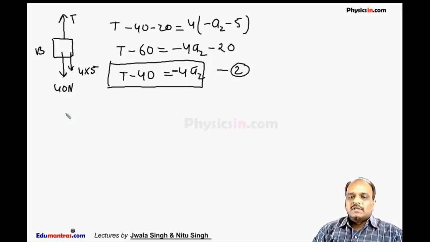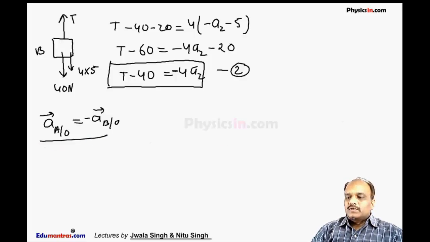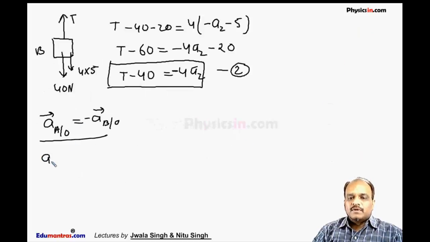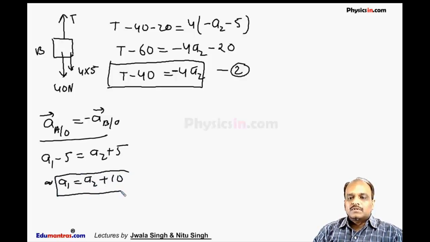Now as seen by the observer, the acceleration of block A with respect to the observer is equal to the acceleration of B with respect to the observer, minus this. So from here this is the constant. So we can say the accelerations of this term and this term must be equal. So a1 minus 5 must be equal to a2 plus 5, or a1 is equal to a2 plus 10. This is our third equation.